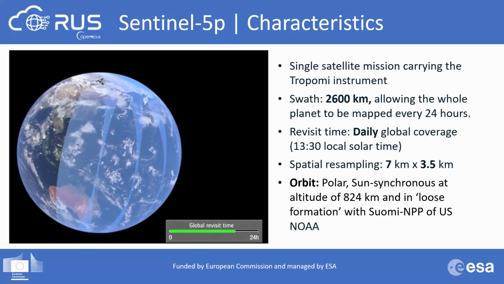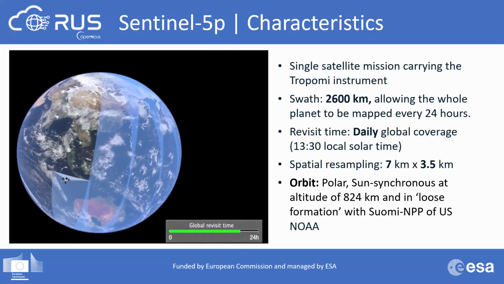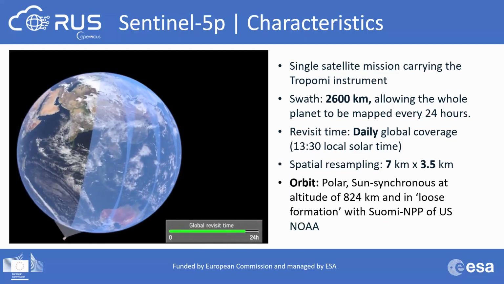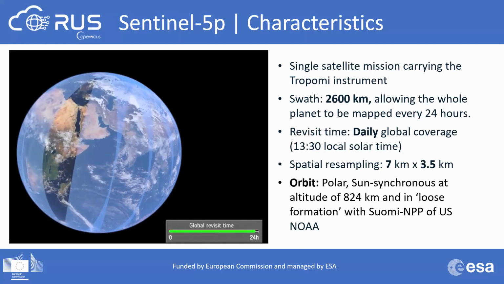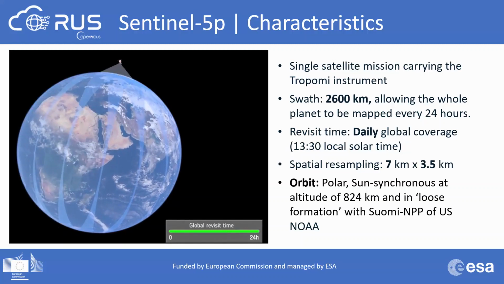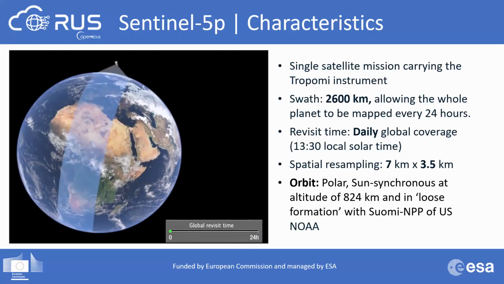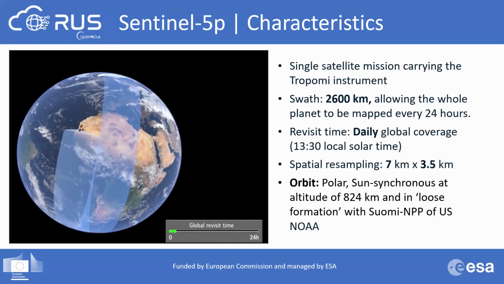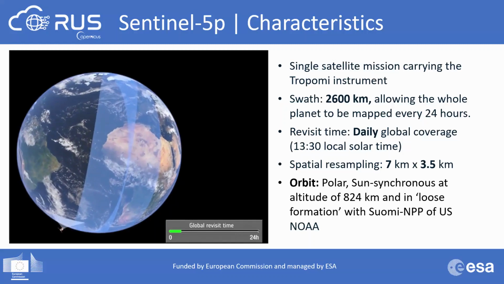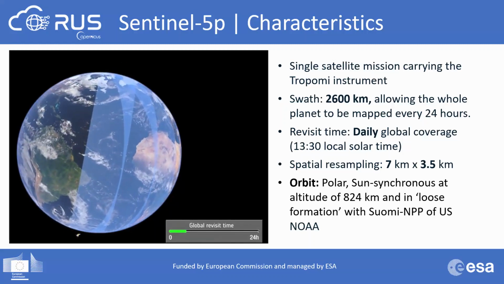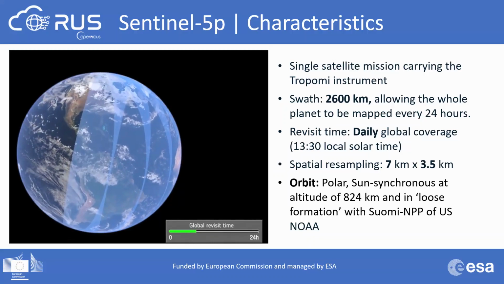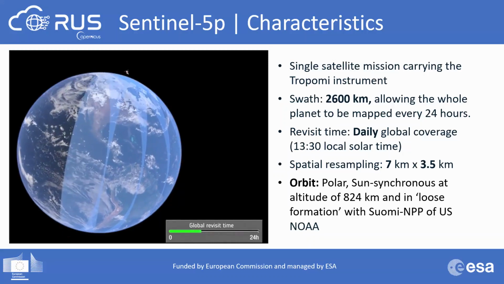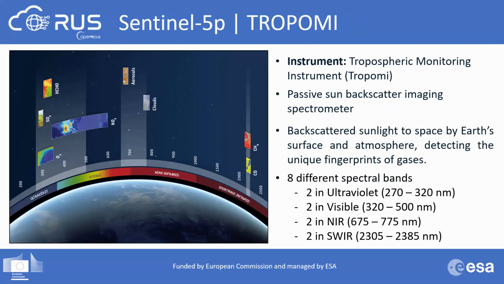And just a few comments on its orbit. It follows a polar sun-synchronous orbit in loose formation with the Suomi NPP mission from NOAA. Loose formation here means that Sentinel-5P orbits a few minutes behind Suomi NPP, and the reason for that is that Suomi provides a collocated high-resolution cloud mask, which is important to derive some of the level 2 products that are available via Sentinel-5P.